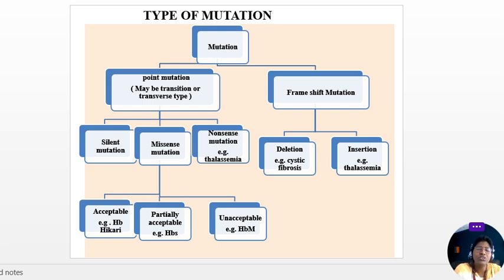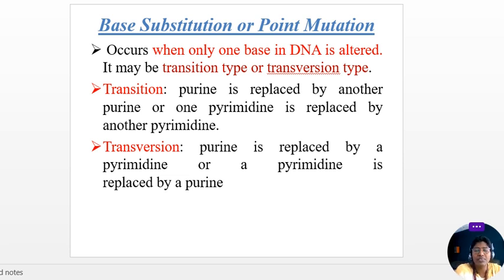The point mutations are further classified into three types: silent mutation, missense mutation, and nonsense mutation. Among these, the missense mutation may be acceptable, partially acceptable, or unacceptable. The frame shift mutation is further classified into two types: deletion frame shift mutation and insertion frame shift mutation. Depending upon the nature and type of the mutation, different diseases occur.